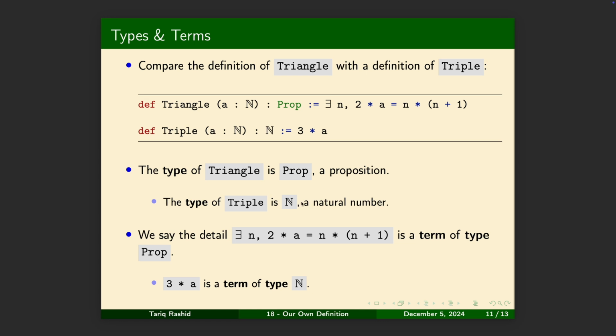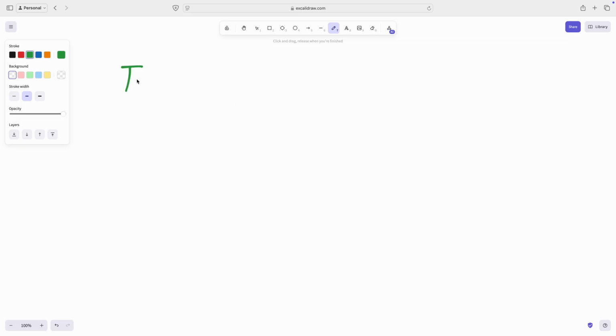Let's draw a picture of that. So triangle, and what was the other one? It was triple. And this one, the output type is prop.